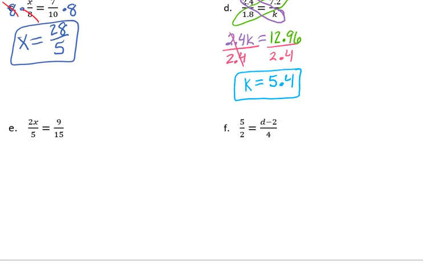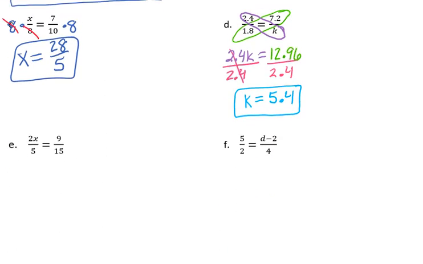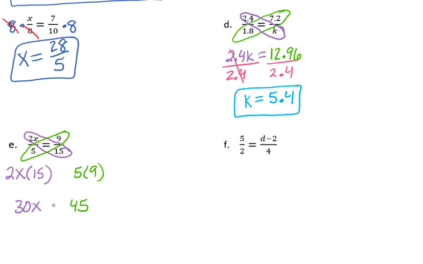So if we look at our next example, we have 2x over 5 equals 9 over 15. So here, I will use my cross product property, although I could use the multiplication property and that would work as well. But I'm going to go ahead and multiply my diagonals. So I'm taking 2x and multiplying it by 15, which gives me 30x. Then I'm going to multiply the other diagonal. So I'm multiplying 5 times 9, which gives me 45. So I have that 30x equals 45.